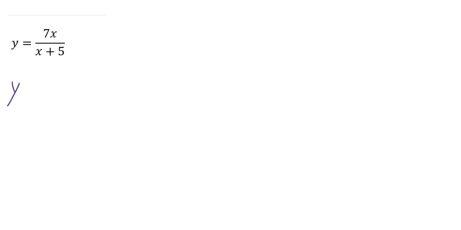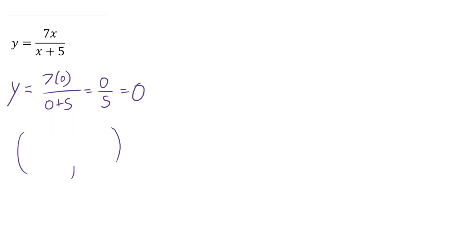In this case, I would get y equals 7 times 0 over 0 plus 5. 0 over 5 is 0. The y-intercept is 0. The x-coordinate of a y-intercept is always 0, but in this case the y value is also 0.